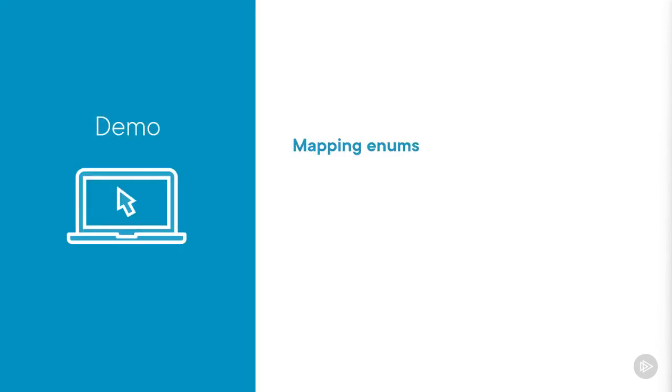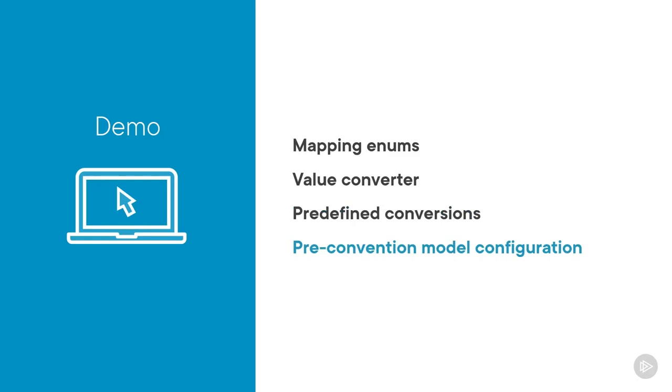So let's take a look at mapping an enum value in our entity class to an nvarchar field on the database. As mentioned, there are a few ways of doing this, and in the demo we'll look at doing so by configuring a value converter, and we'll also do so using one of EF Core's many built-in conversions. And we should also take a look at how we can use something called pre-convention model configuration to create a conversion that is used on all properties that have a specific type.